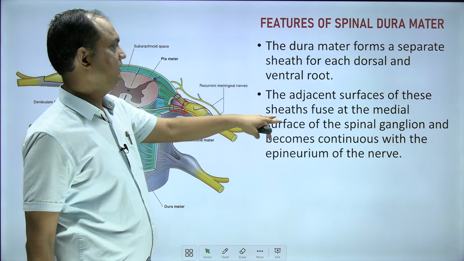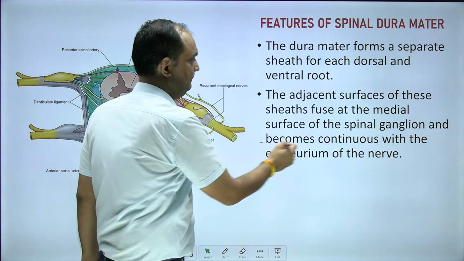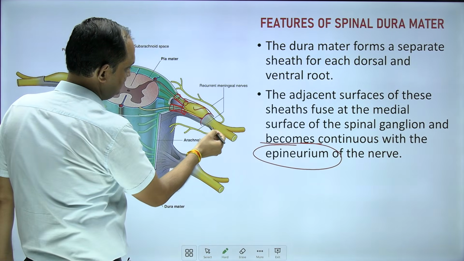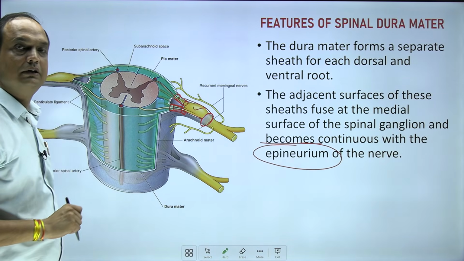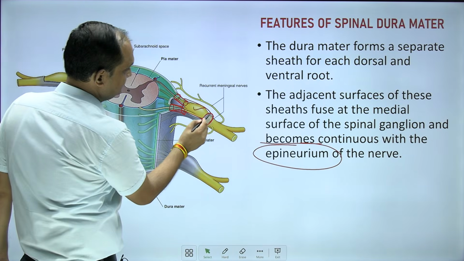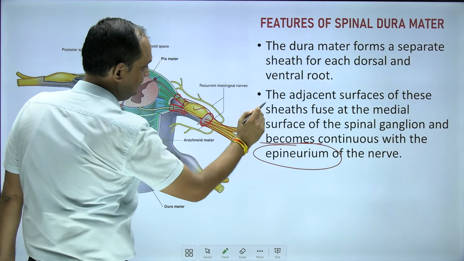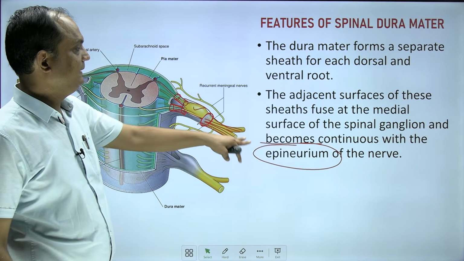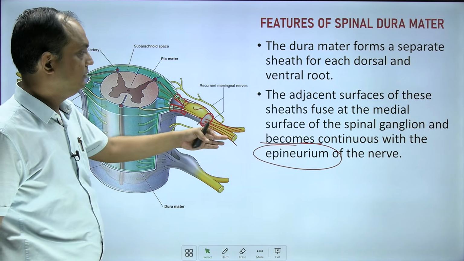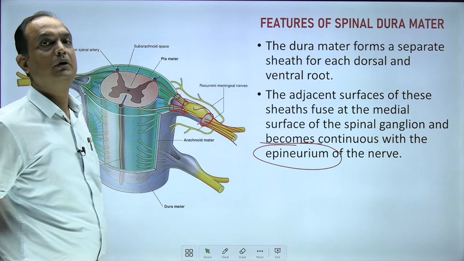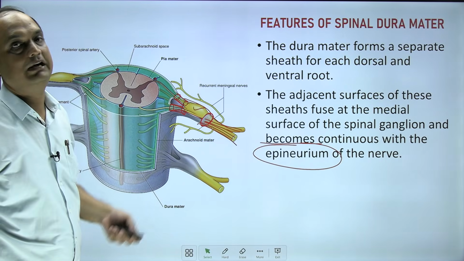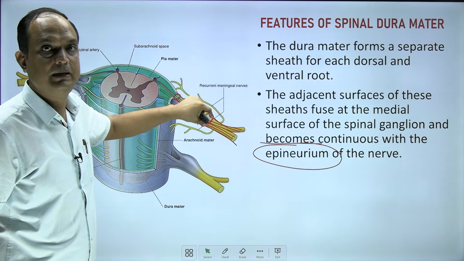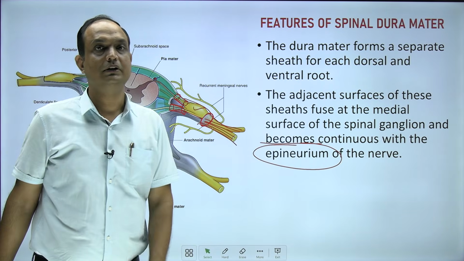The adjacent surfaces of these sheaths fuse at the medial side of the spinal ganglia and become continuous with the epineurium of the spinal nerve. So this is the fusion of both coverings of the ventral and dorsal root, and then this continues as the epineurium of the spinal nerve. You know that a nerve has three layers: endoneurium, perineurium and epineurium. So dura mater also helps in the formation of epineurium, and it continues with the epineurium of nerves. Always keep in mind that when the dura extends laterally around the spinal nerve, it merges with the epineurium of the nerves.